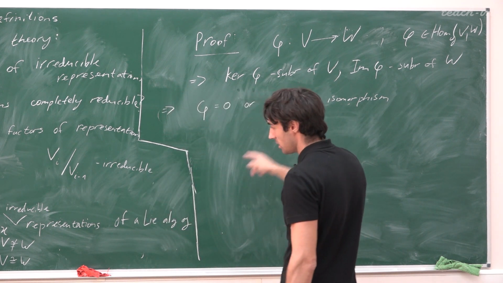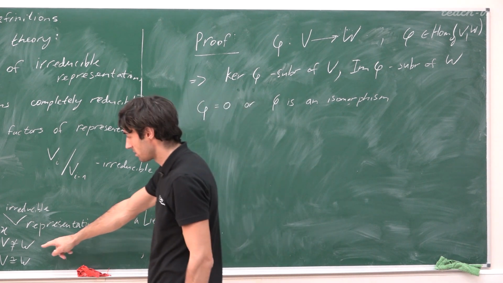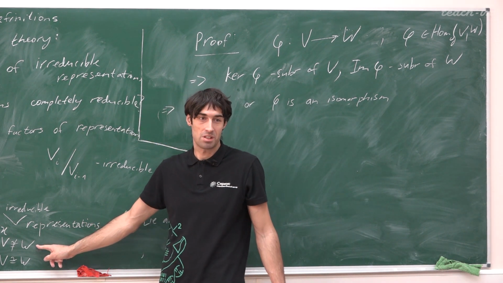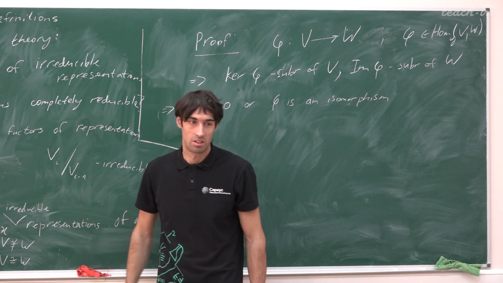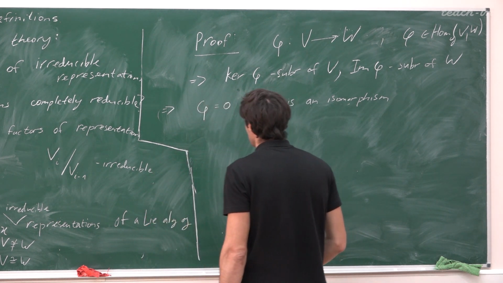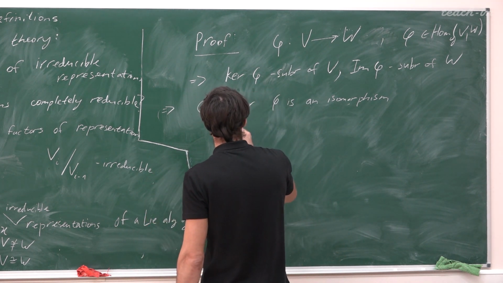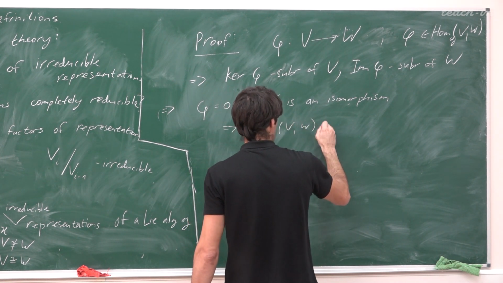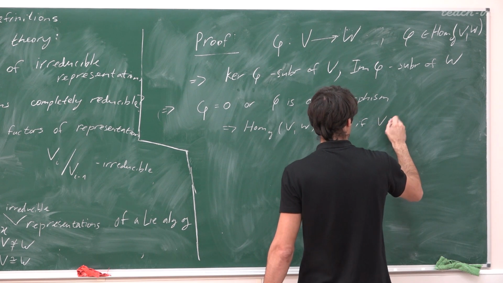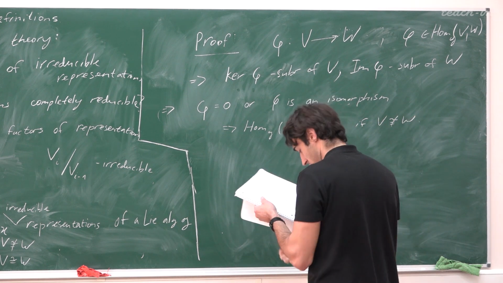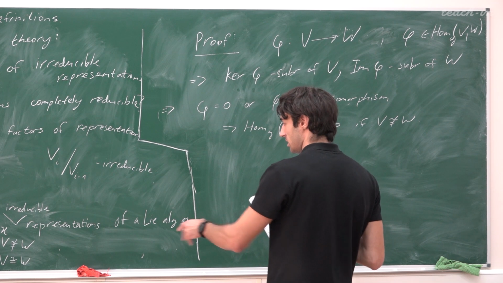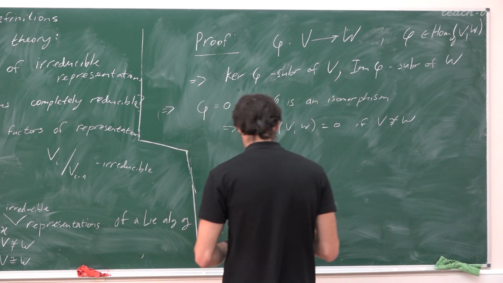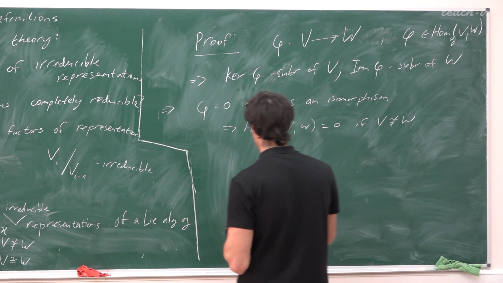Which immediately gives us this line, right? So if they are not isomorphic, then phi is just 0. So therefore, Hom_G(V, W) is 0 if V is not isomorphic to W. And to prove this line, suppose that they are isomorphic.